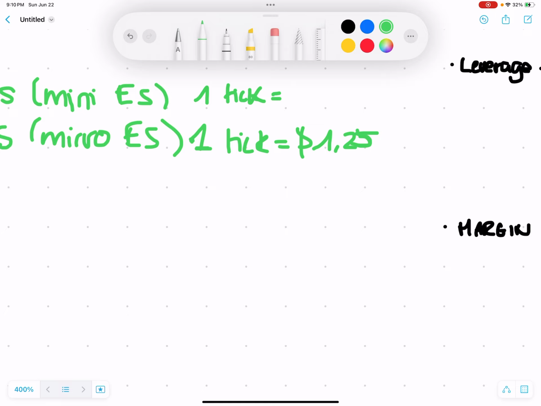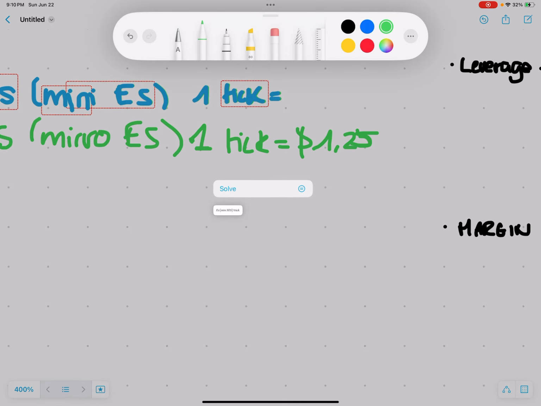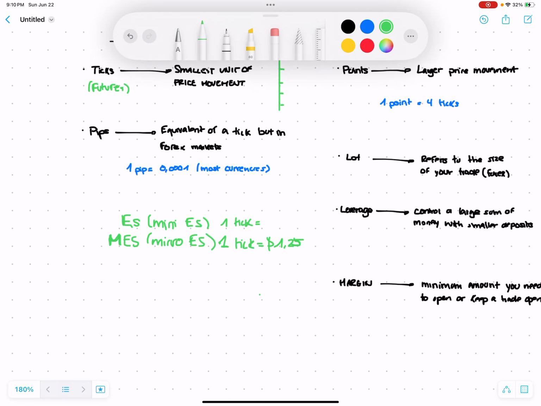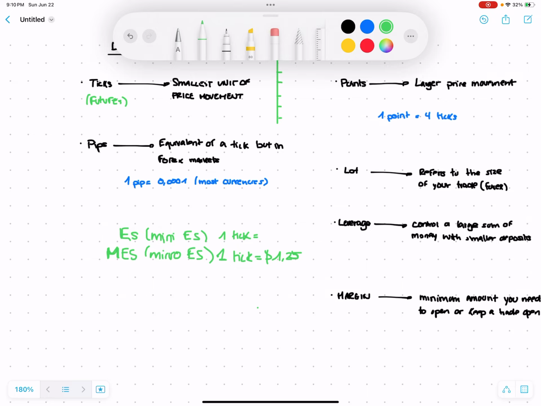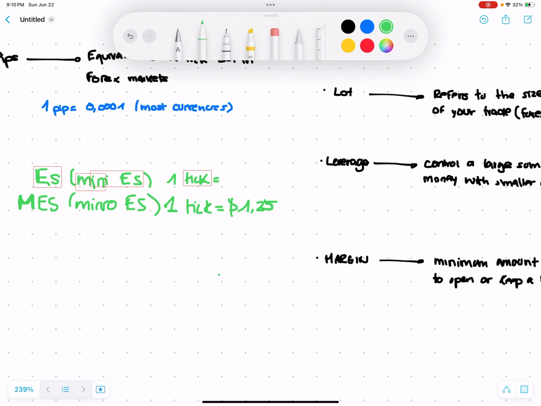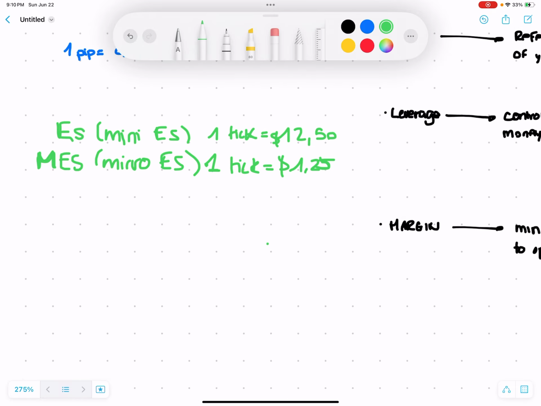One tick on normal minis would cost you $12.50. So it's the same exact chart, except that you're going to be able to manage less.